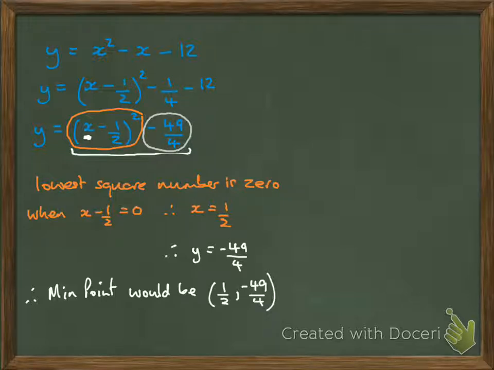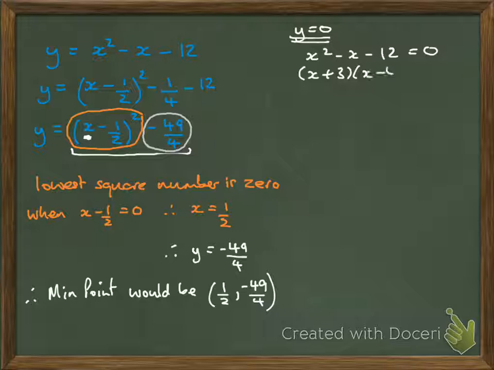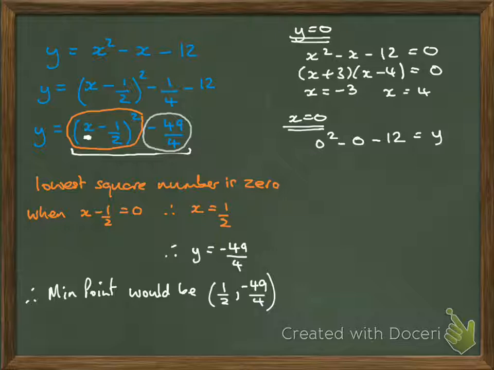Now if we just use straightforward factorising first, if we look at when y is equal to 0, we'll find out where the graph crosses the x-axis. So we solve x squared minus x minus 12 equals 0. Let's just do that the really quick way, because I can factorise that nice and quickly. That would be x plus 3, x minus 4 equals 0. So I know it's going to cross the x-axis at minus 3 and at 4. When x is equal to 0, it'll cross the y-axis. So I'd have 0 squared minus 0 minus 12 is equal to y. So therefore, it crosses the y-axis at minus 12.